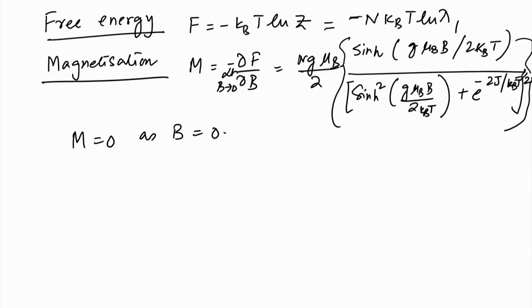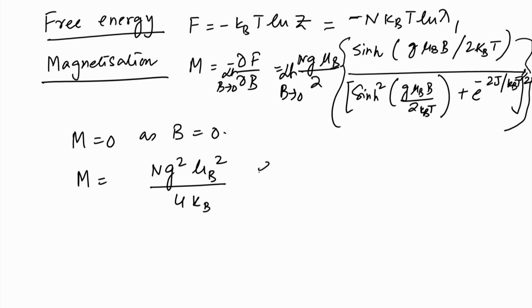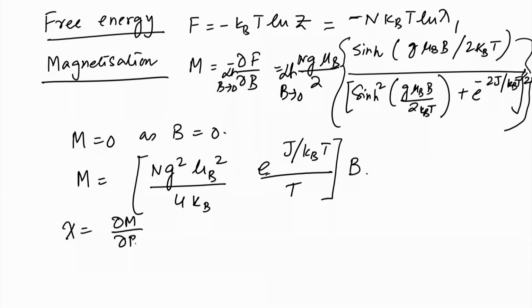And for B going to 0, we have not still done the B going to 0 limit, which if we do that, my magnetization looks like g square mu B square divided by 4kT, and exponential J over kT, times B. So, that is the form for the magnetization as a function of temperature. This is basically the chi, because chi is nothing but del M del B, and this is equal to exponential J by kT divided by T.